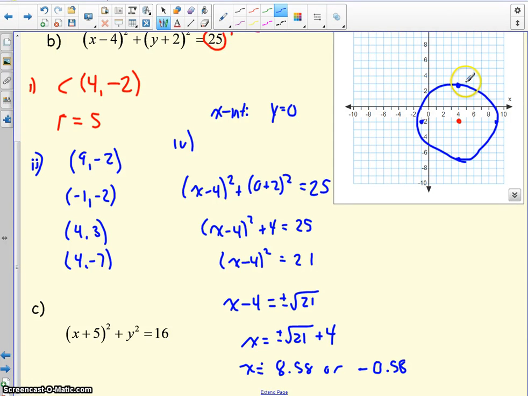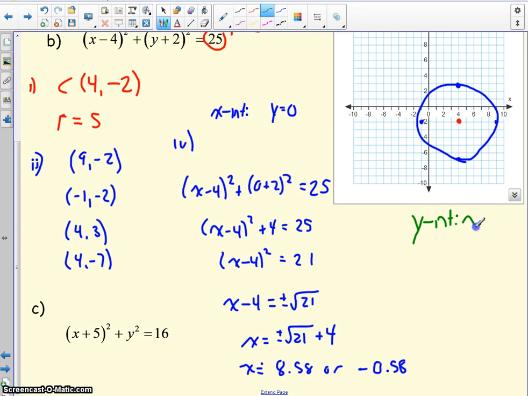Even though my sketch isn't to scale, it sort of seems to fit approximately what those values might be. Now, maybe this negative 0.58 looks a little bit off, but again, my sketch wasn't the best. If we want, we can take a look at Desmos and actually confirm that, but these are the correct answers.